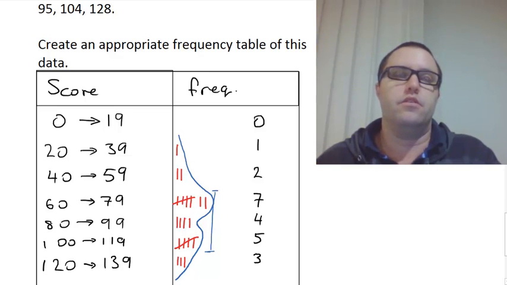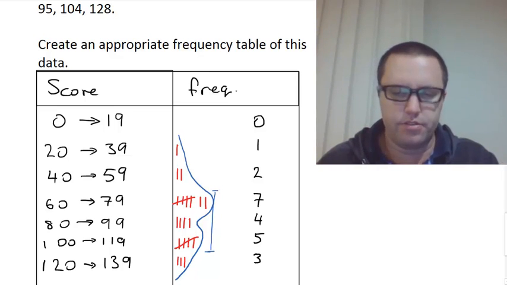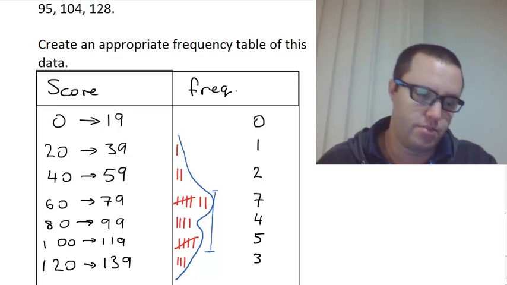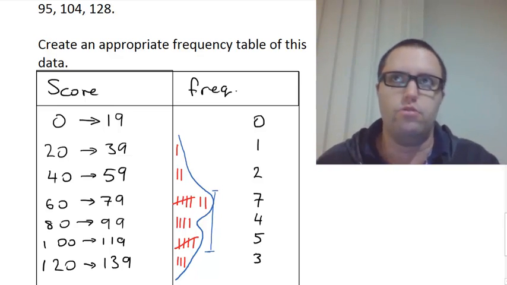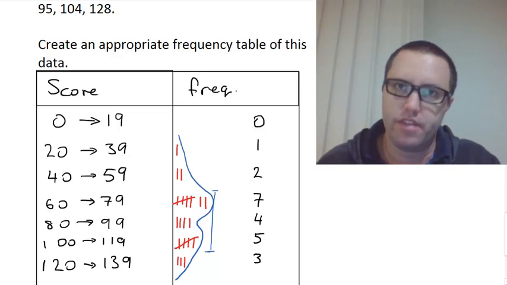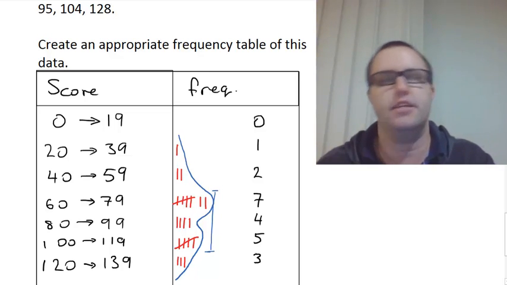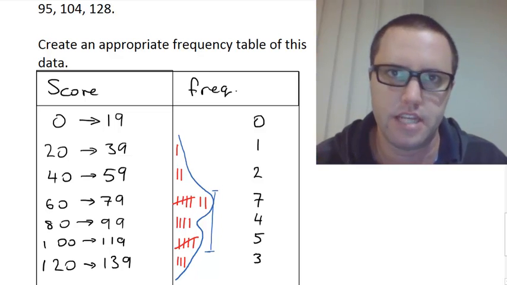So I hope you can see how we do the two different types of frequency tables, by individual numbers or by categories, or we can do it by any number of things. Anything that can be counted, tallied, organized into groups, we can make a frequency table for.